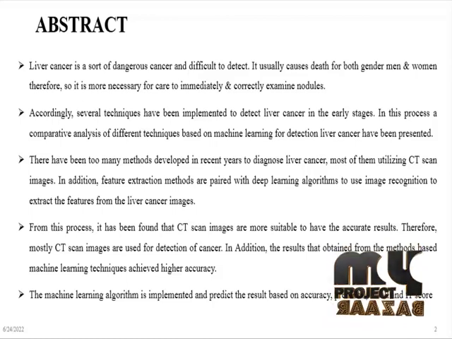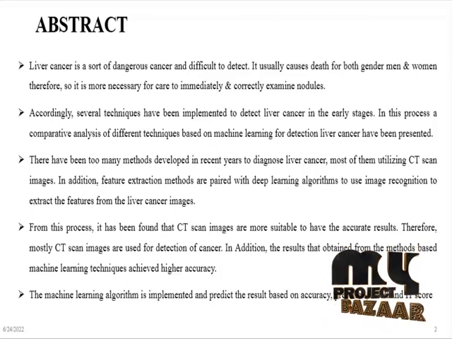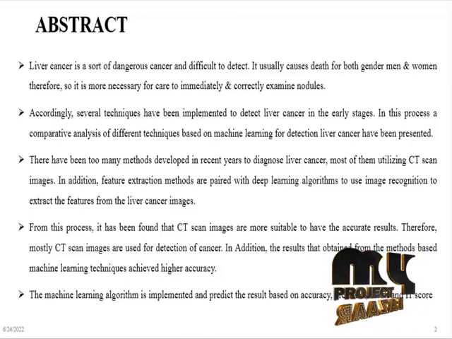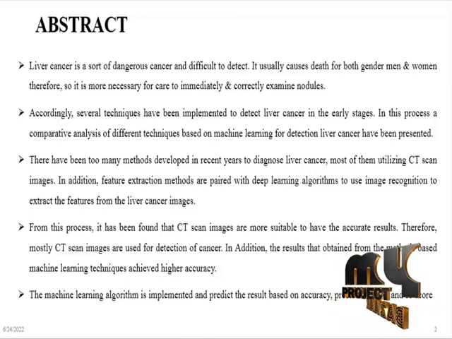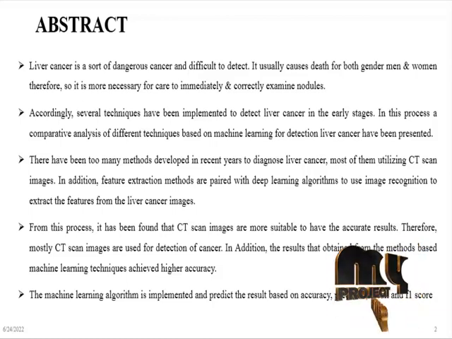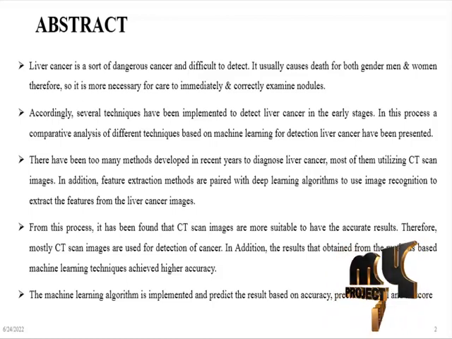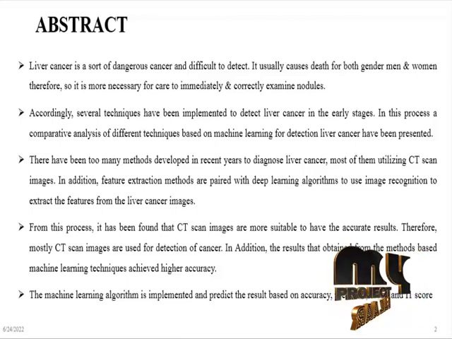presented. There have been many methods developed in recent years to diagnose liver cancer, most of them utilizing CT scan images. In addition, feature extraction methods are paired with deep learning algorithms. In deep learning, we specifically use a transfer learning algorithm like ResNet-50 for image recognition to extract the features from the liver cancer images. From this process, it has been found that CT images are suitable for accurate results. Therefore, mostly CT scan images are used for detection of cancer.